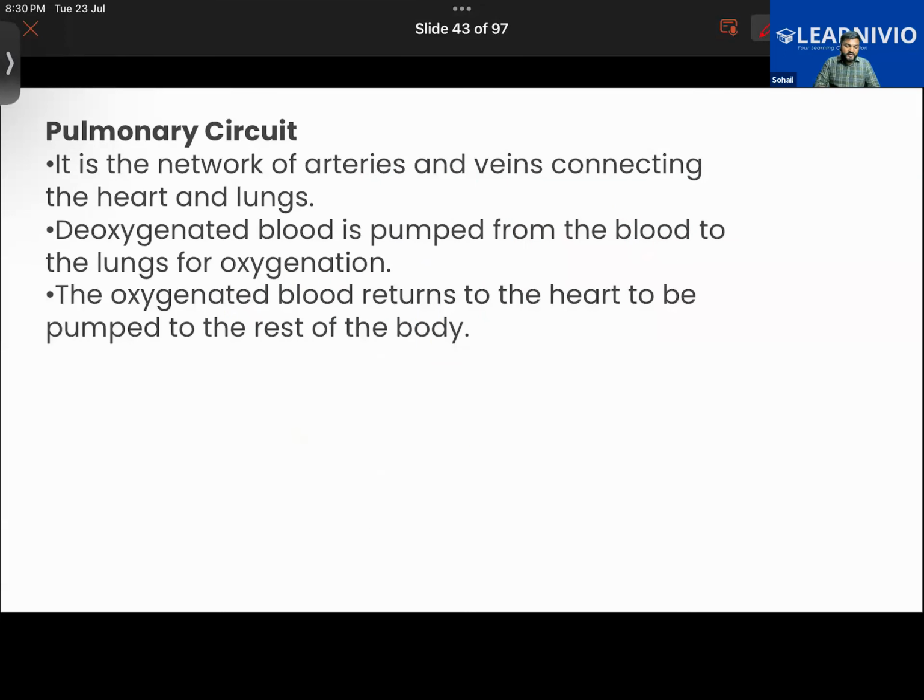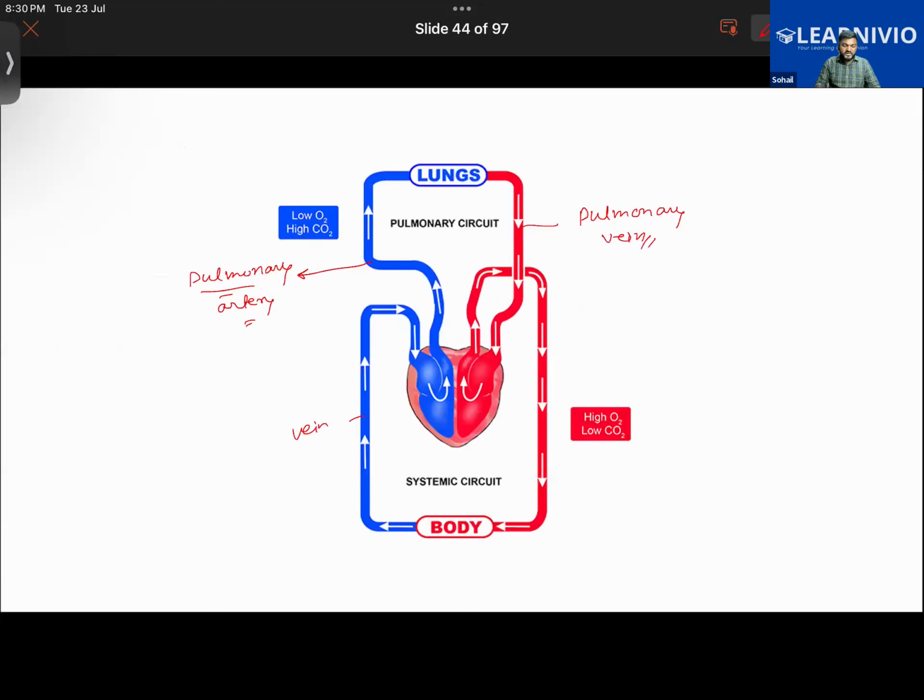It's a network of arteries and veins that connect the heart and lungs. Deoxygenated blood is pumped from the heart to the lungs for oxygenation. The deoxygenated blood would be sent to the lungs, right? Where the lungs would filter out carbon dioxide from it and then fill the blood with oxygen gas. So there, the deoxygenated blood would be reoxygenated. Getting it, all of you?